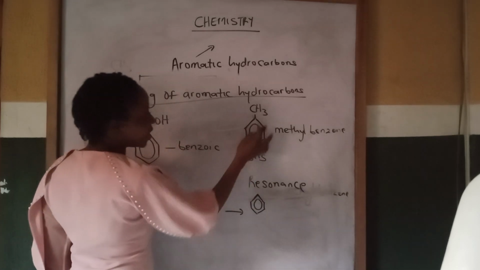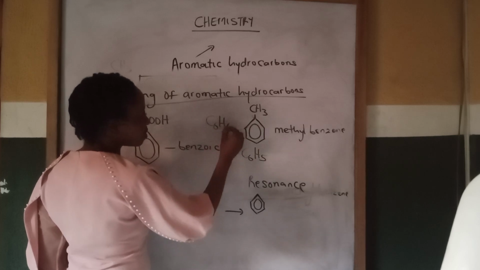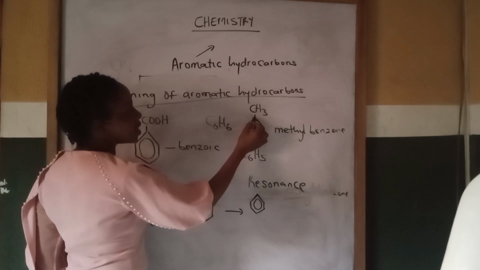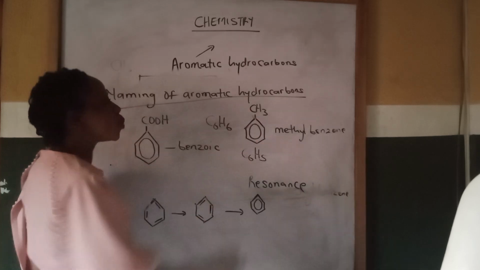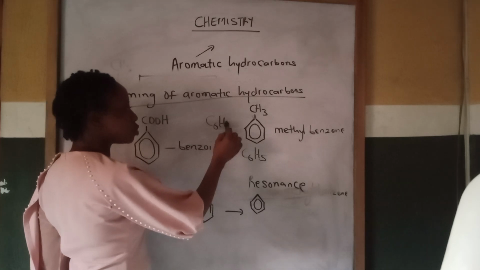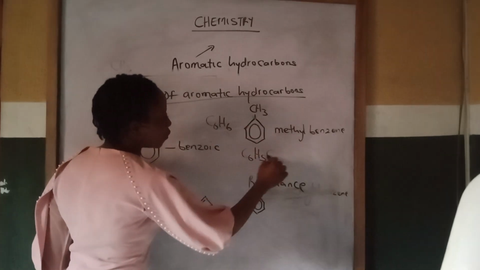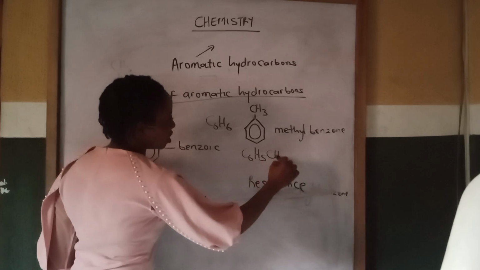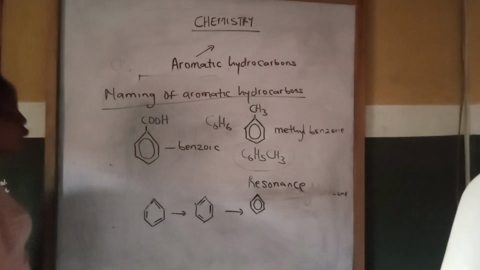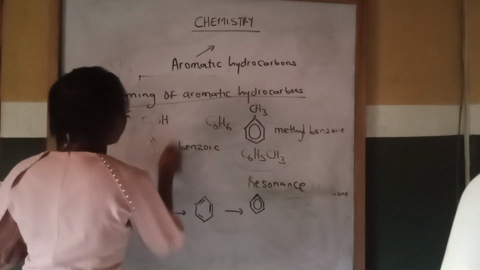So the molecular formula for this structure will now be C6H5. Don't forget that benzene itself is C6H6. So this CH3 has occupied the position of one hydrogen atom. So one hydrogen atom will be removed and CH3 will come in, to give you C6H5CH3, which is the molecular formula for methylbenzene. So let's look at another structure.